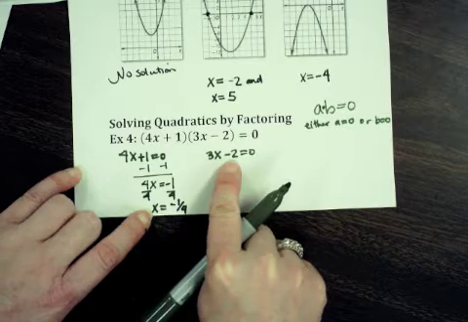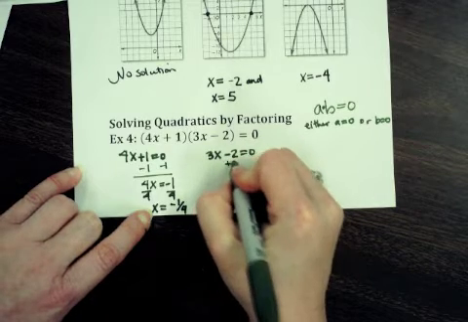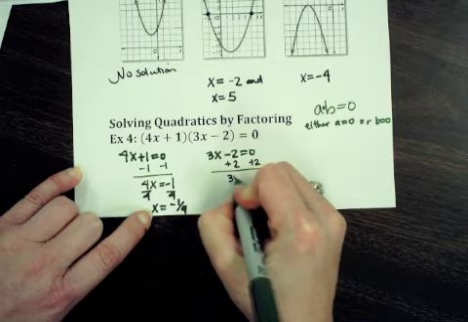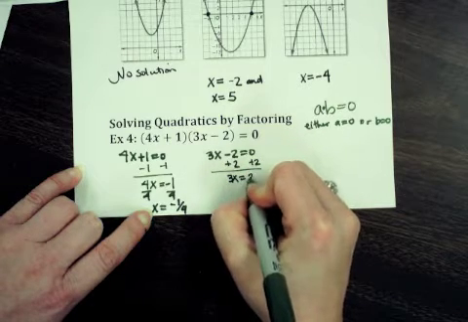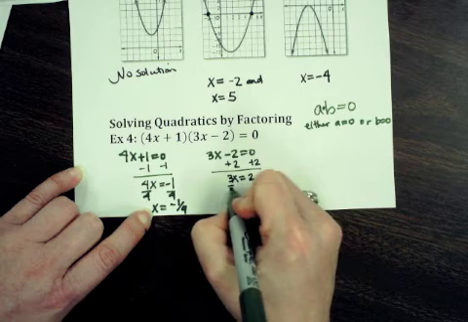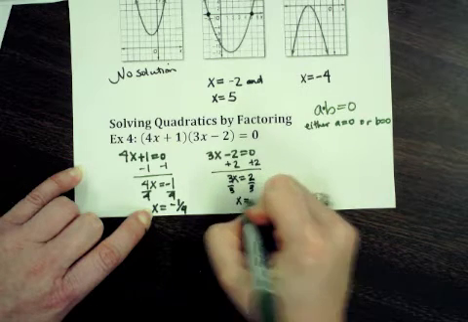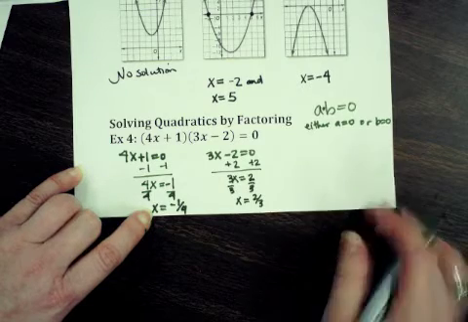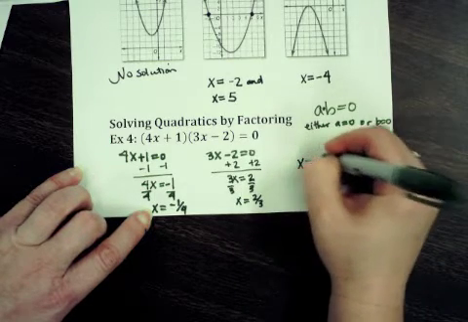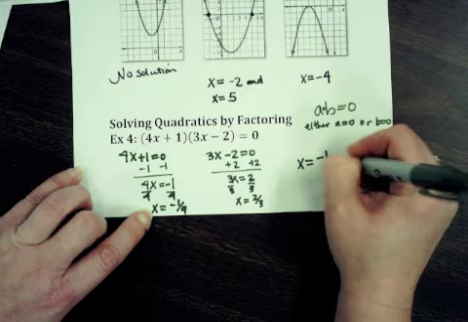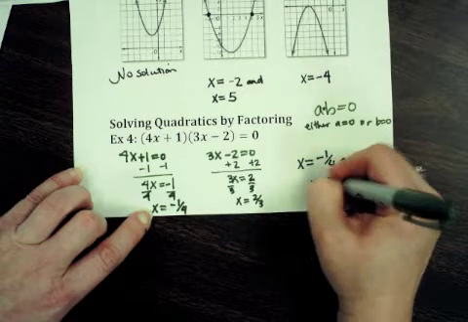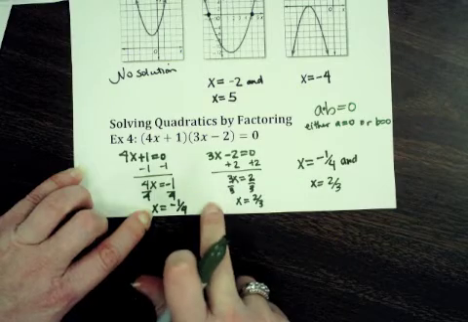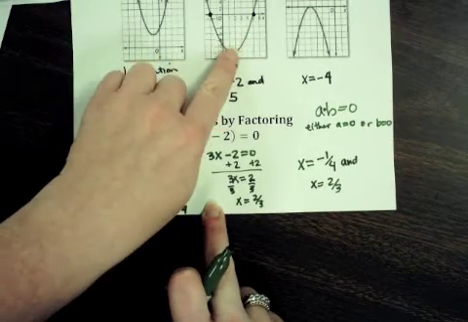Come over here. How do I get x by itself? Going to add 2. Bring down 3x equals 0 plus 2 is 2. Divide by 3. So I get x equals 2/3. Now I have two answers. So x equals -1/4 and x equals 2/3. So this one would have looked like one of these with two solutions.